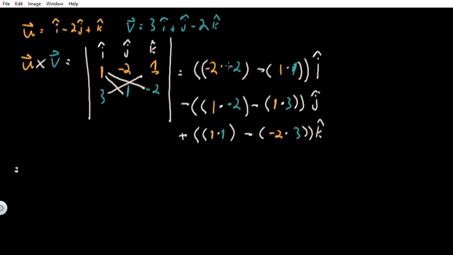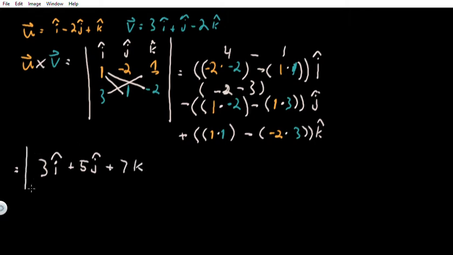Now I can actually math this out, if that's a word. This would be 4 minus 1, which gives me 3 i hat. Then minus, so don't forget this minus sign. So -2 minus 3, which gives me a -5, but times a minus, so bring this minus over here, it gives me +5 j hat. And this one over here now gives me +1 minus -6, which gives a +7 k hat. And this right here would be our cross product. This would be our answer.